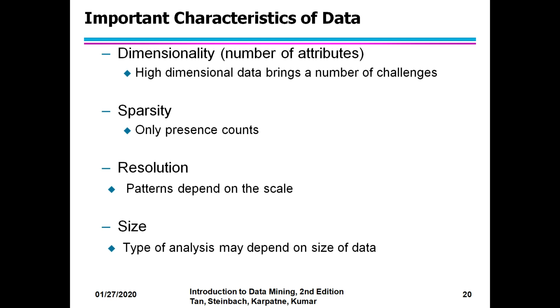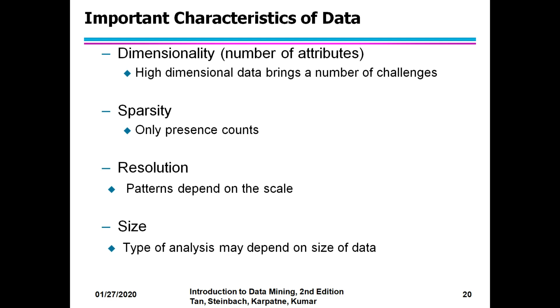If you take the human body, what will be the different attributes? Height is one attribute, eye color is another attribute, fingerprints are another attribute, then skin color is another attribute. So such high dimensional data brings a number of challenges. Next is sparsity: only presence counts, whether it is present or not.